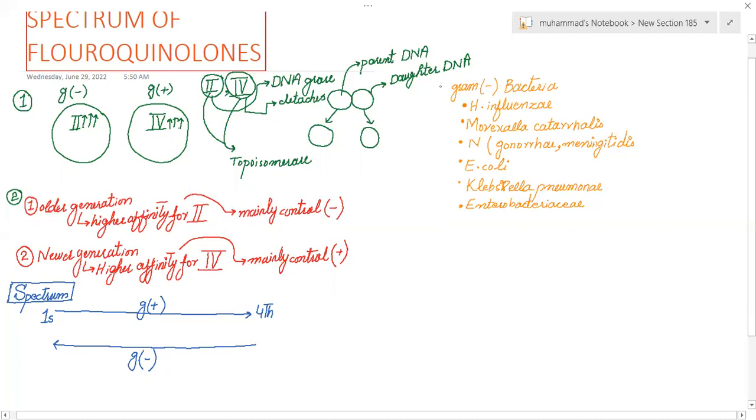So this is all about the gram-negative bacteria that are controlled by fluoroquinolones, and mainly the first and second generation. The reason is that in gram-negative bacteria, the population of topoisomerase 2 is more and older generation has greater affinity for topoisomerase 2. So in this way, these bacteria are mainly controlled by older generation.